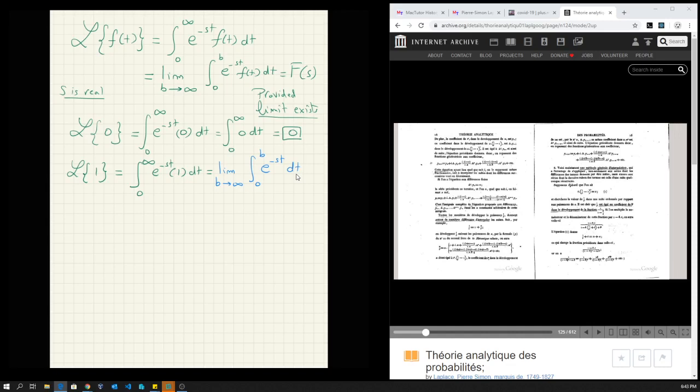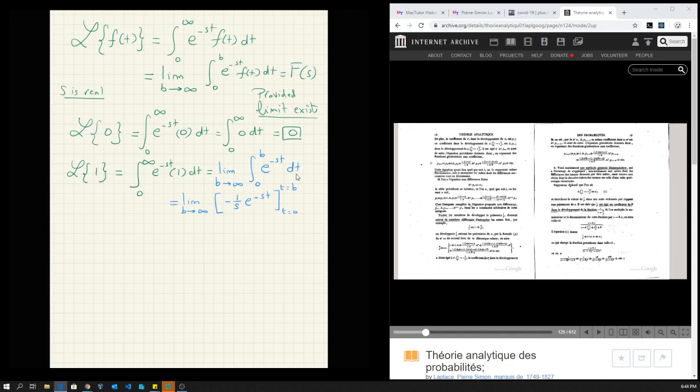You may have seen this if you took calculus 3, multivariable calculus, but even if you haven't, basically when you have more than one variable and you integrate with respect to a specific variable, you treat the other ones like they are constants. So treat the s as if it's a number and take the antiderivative. If you do that, this becomes the limit as b approaches infinity of negative 1 over s times e to the negative st, evaluated between t equals 0 and b.